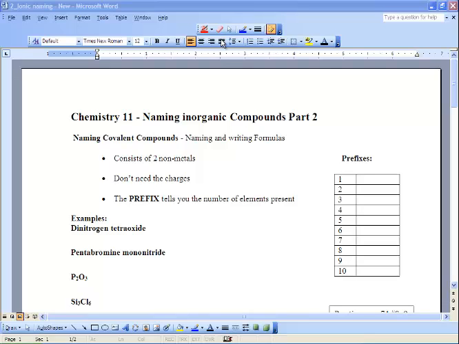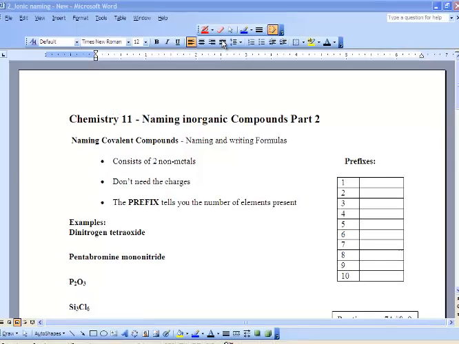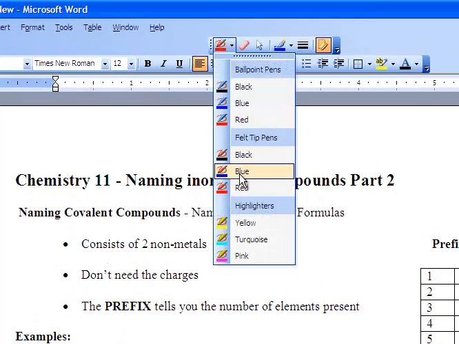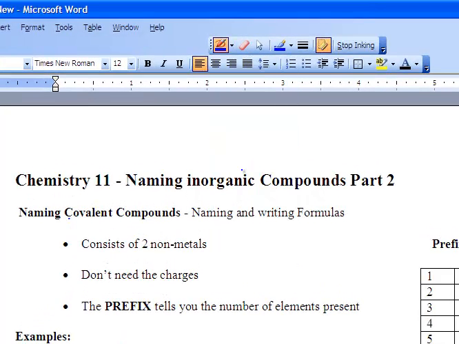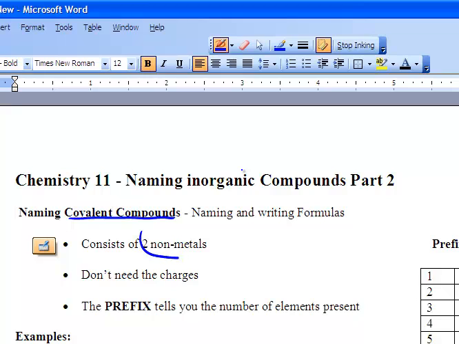So last class we looked at naming ionic compounds, and today we're going to be talking about naming covalent compounds and writing formulas. So we remember from last year, covalent compounds have two nonmetals. They don't need any charges.